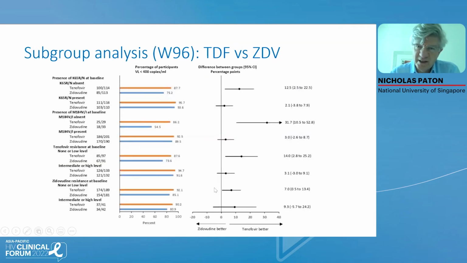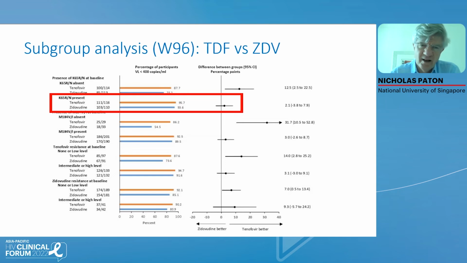Again, subgroups for the tenofovir versus zidovudine comparison. The one way you'd expect zidovudine to have a clear win is in the subgroup of people who come into the trial with a K65R, which is the signature mutation for tenofovir. But even in that group where you'd expect people on tenofovir to do badly, zidovudine didn't win. Actually, tenofovir is slightly better, nothing to choose between them.